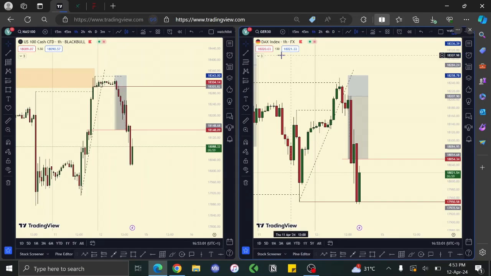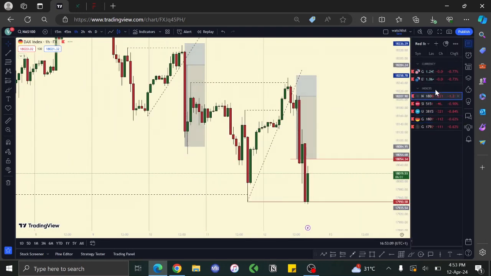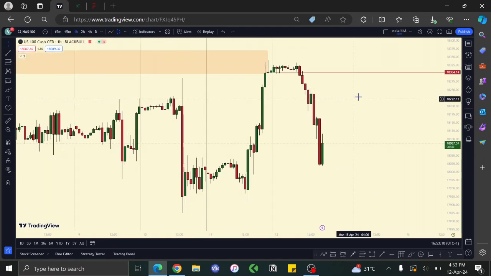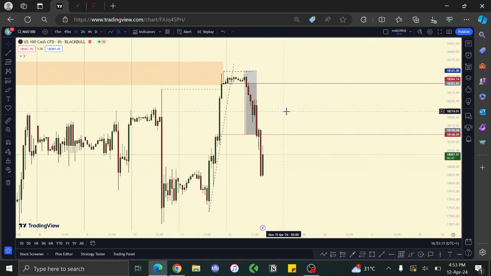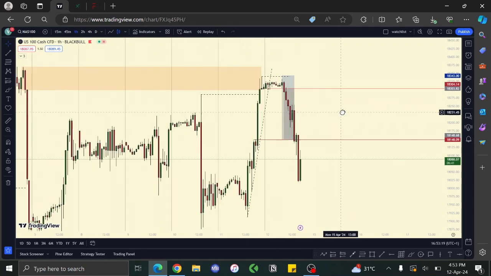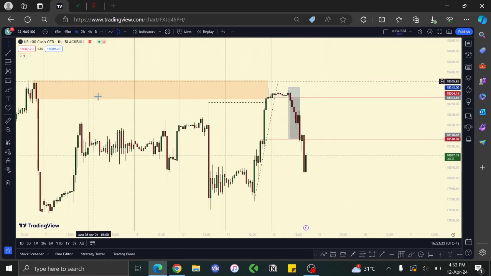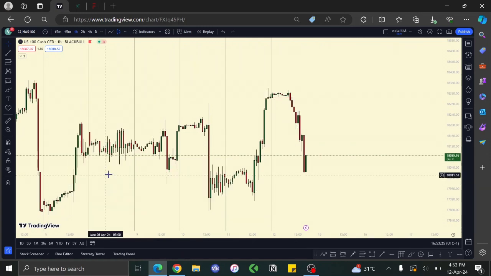Alright guys, welcome back. So I'll start with Nasdaq, NAS 100. The reason why I took this trade is simple. It was just a simple thought process of mine, and let me clear my charts. Let me just remove drawings.